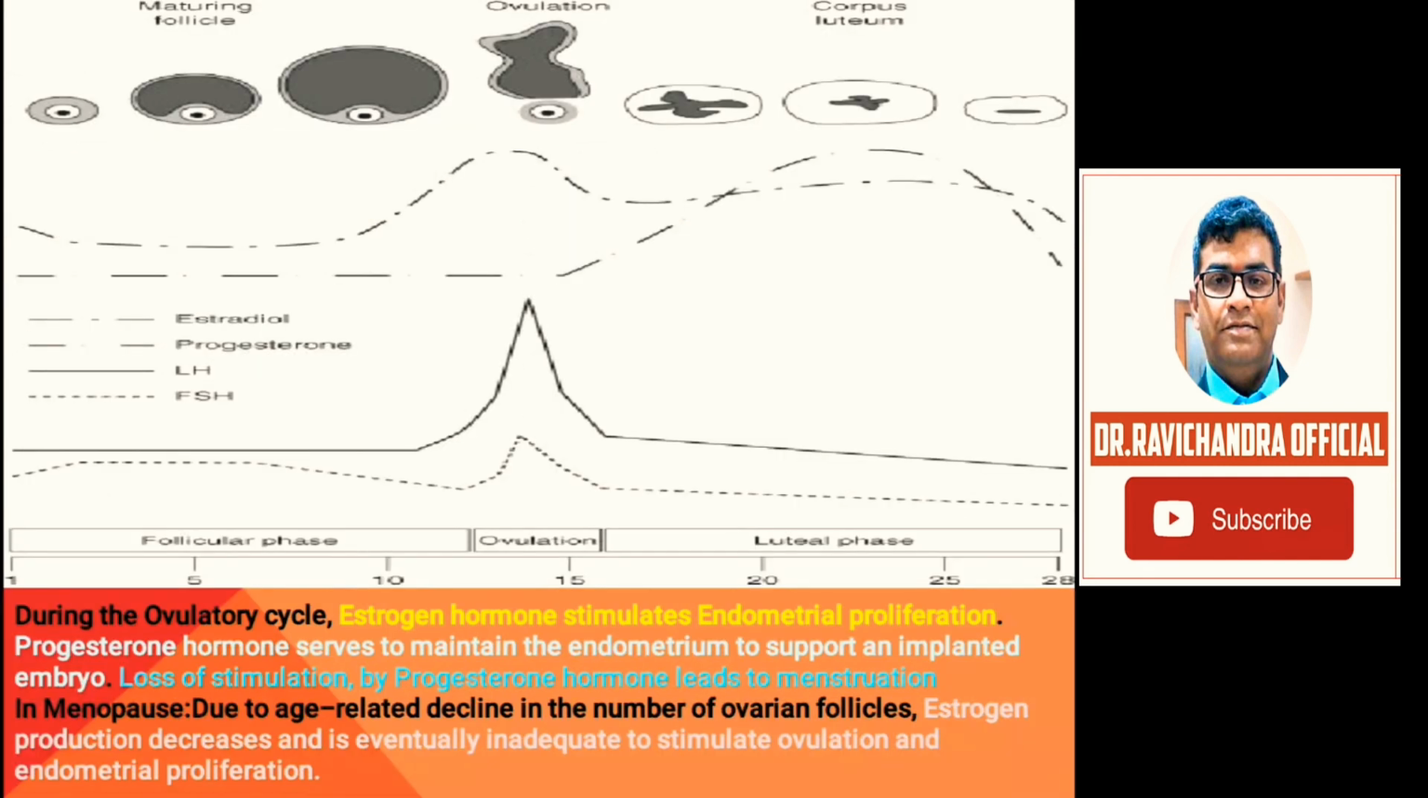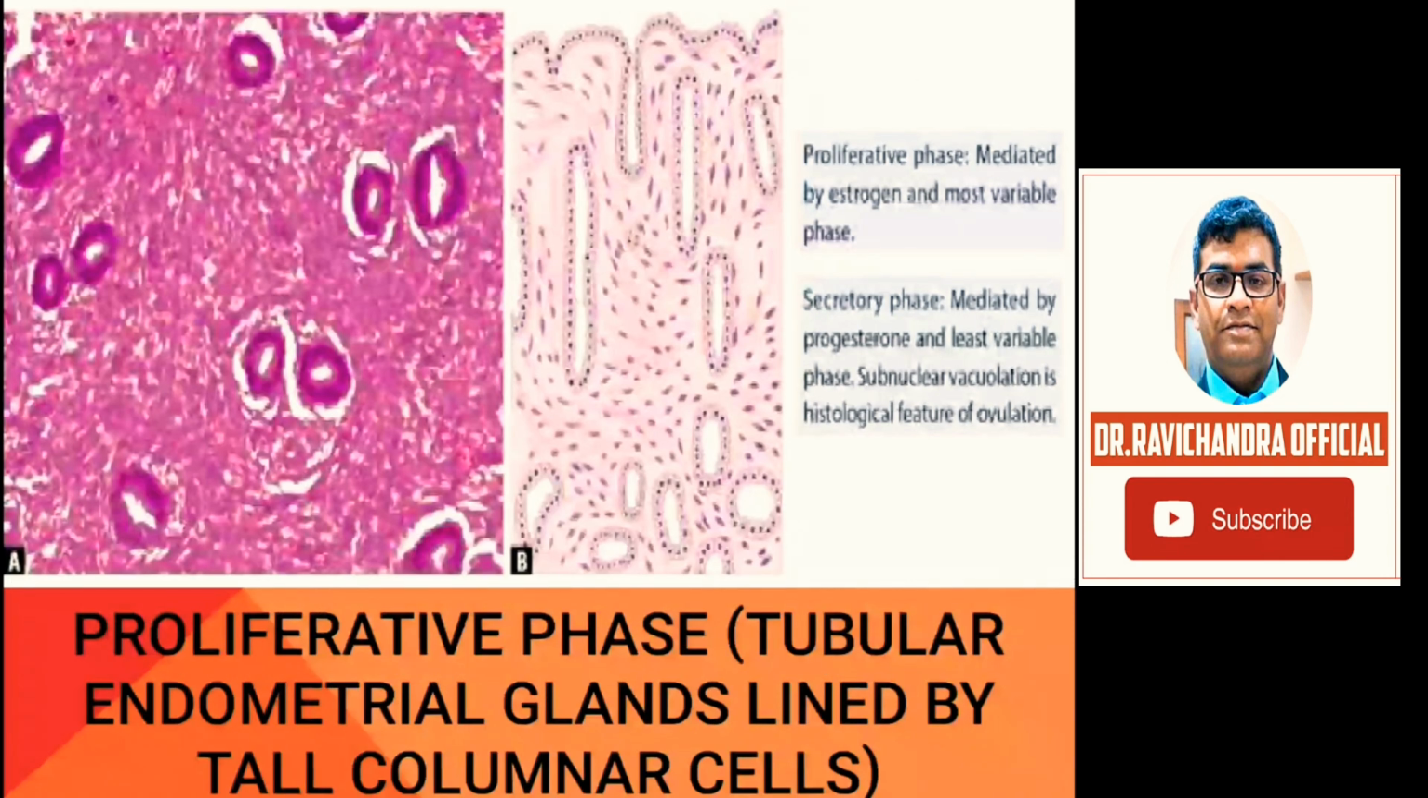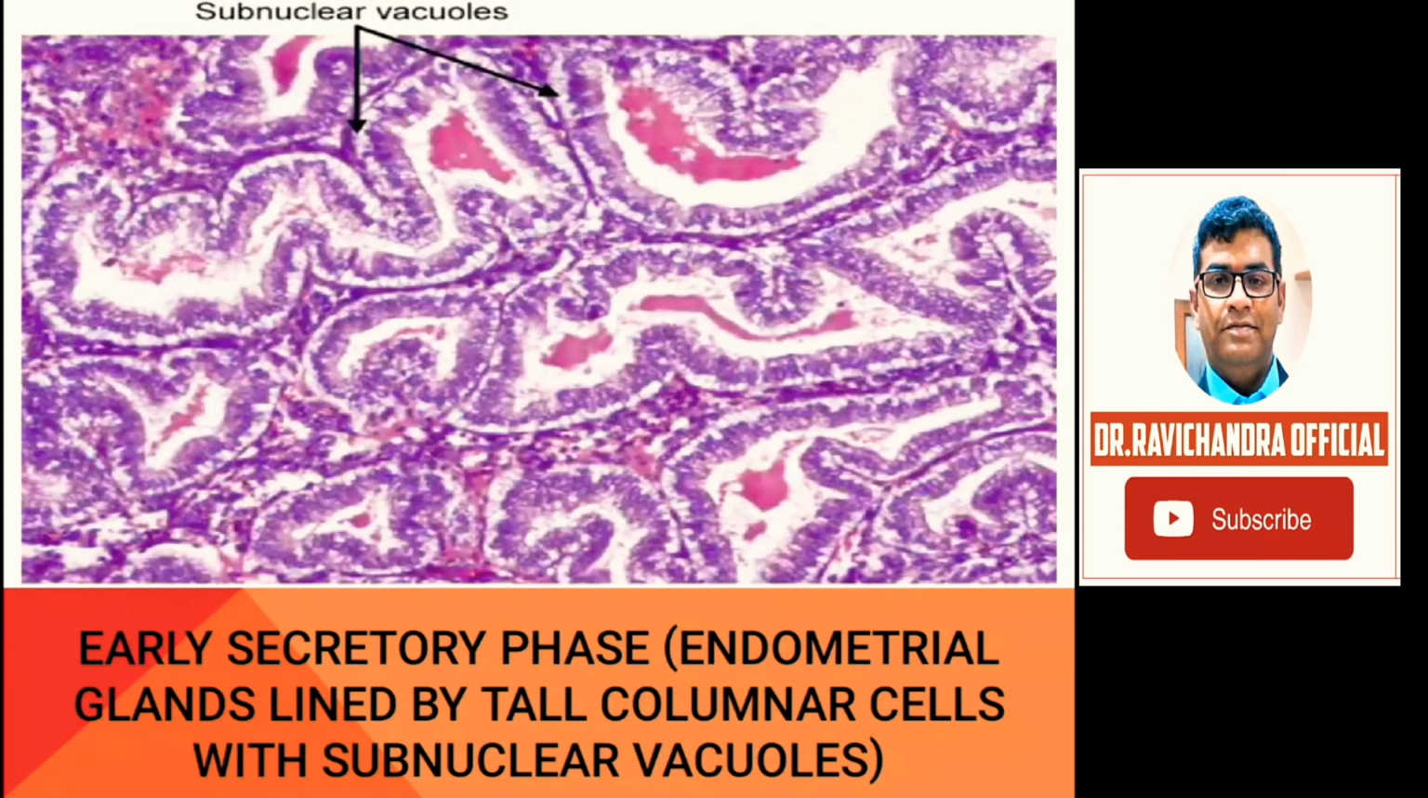This is a picture showing the various estrogen, progesterone, LH and FSH surge and decrease in the different phases of the menstrual cycle. And this picture shows tubular endometrial glands lined by tall columnar epithelial cells representing the proliferative phase. And this picture is showing the endometrial glands which are lined by tall columnar cells and with subnuclear vacuoles. And this represents the early secretory phase.